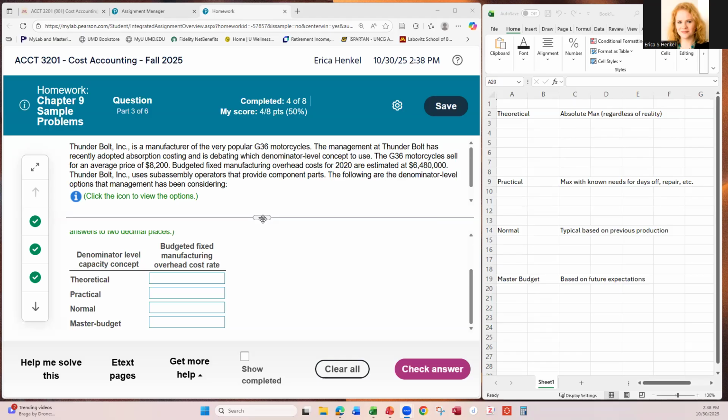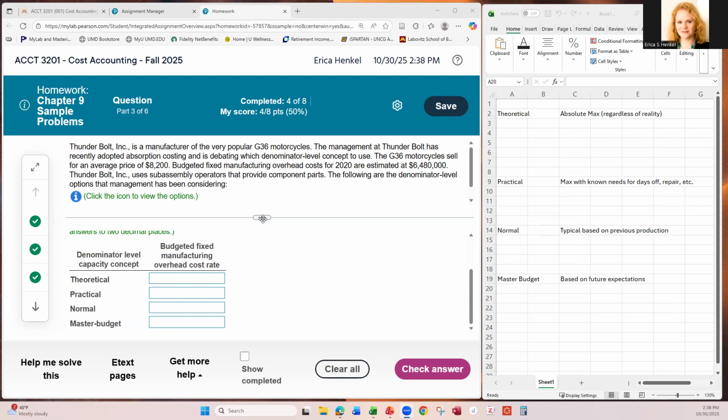So here we've got Thunderbolt Incorporated, and they manufacture motorcycles. They've recently adopted absorption costing, and they're trying to decide which denominator level concept they should use for allocating out their fixed overhead to their units of production. They sell the motorcycles for an average price of 8,200.